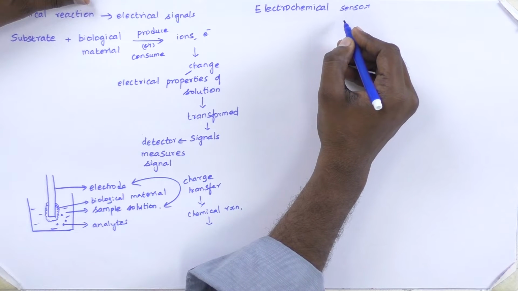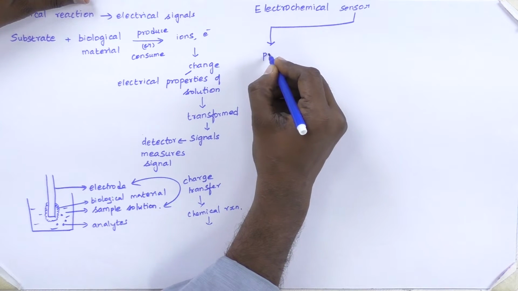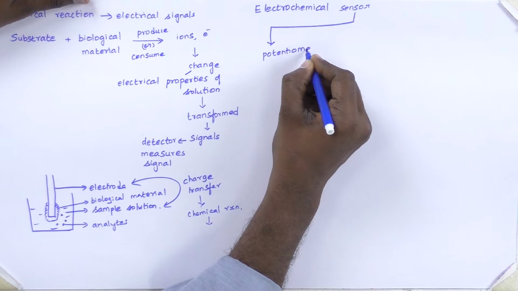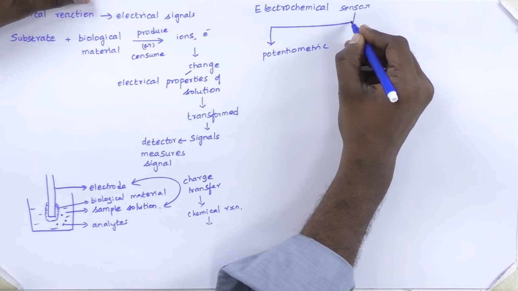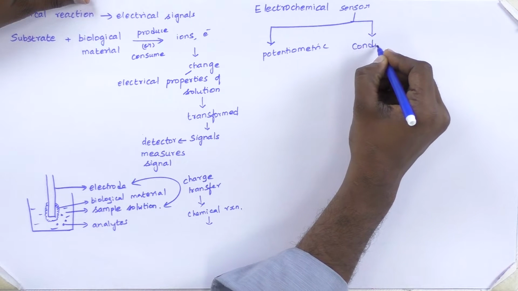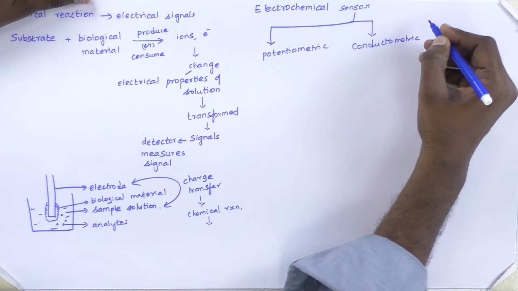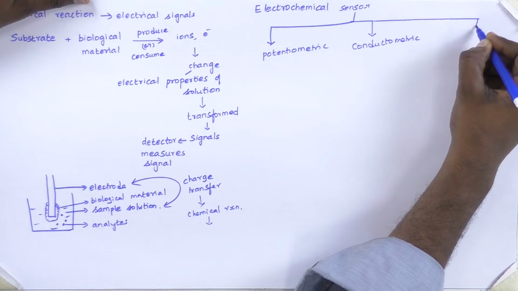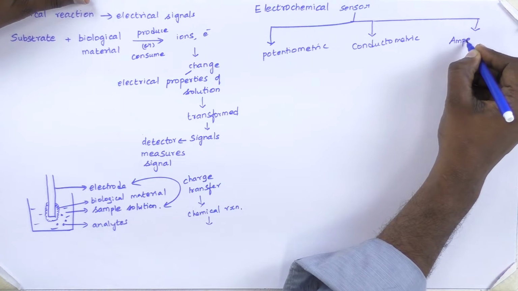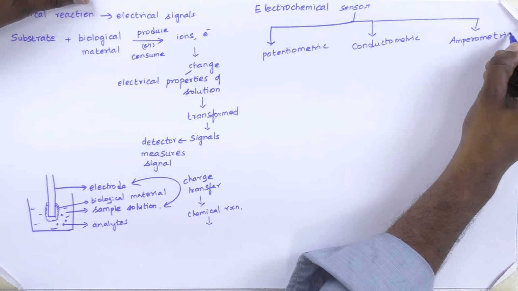The electrochemical sensors are classified into three types. They are potentiometric sensor, conductometric sensor, amperometric sensor.